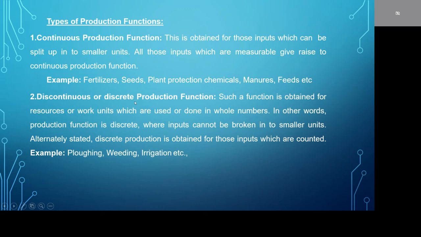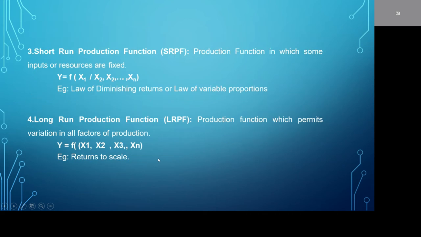Whereas discontinuous or discrete production function. Discontinuous production function is also known as discrete production function. In this, resources are not split into smaller units. These are in the form of whole numbers. These inputs can also be measured or counted. Examples are plowing, weeding, irrigation, etc.